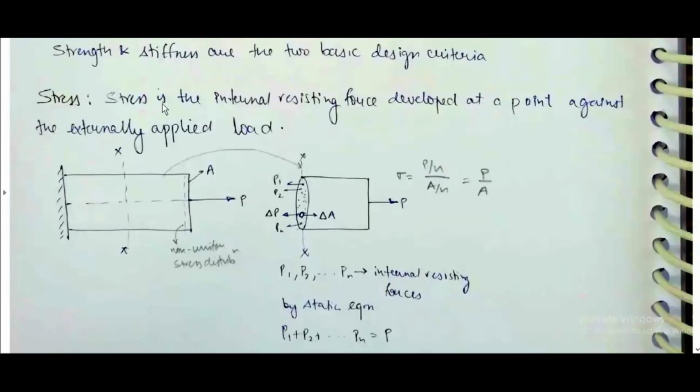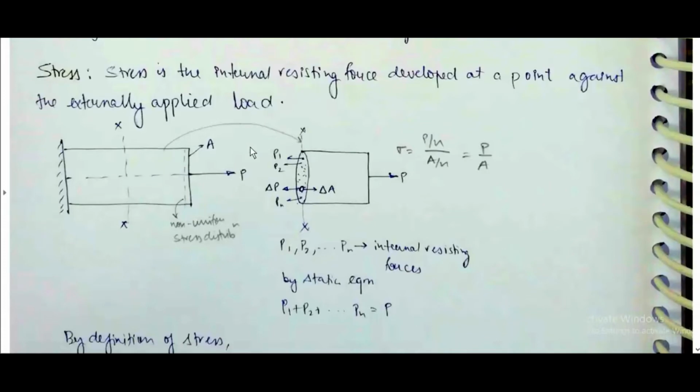The stress is the internal resisting force developed at a point against the externally applied load. If P is applied at a section, cross section XX, internal resisting forces P1, P2, and so on will be developed. Let's consider a small cross sectional area delta A, with delta P internal resisting force developed. P1, P2, Pn, so on, are internally resisting forces. By static equation, P1 plus P2, so on, Pn equal to P.